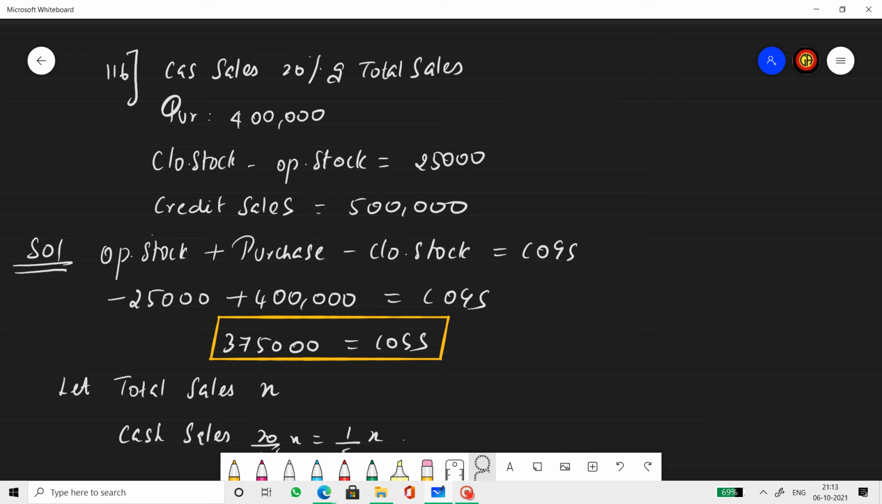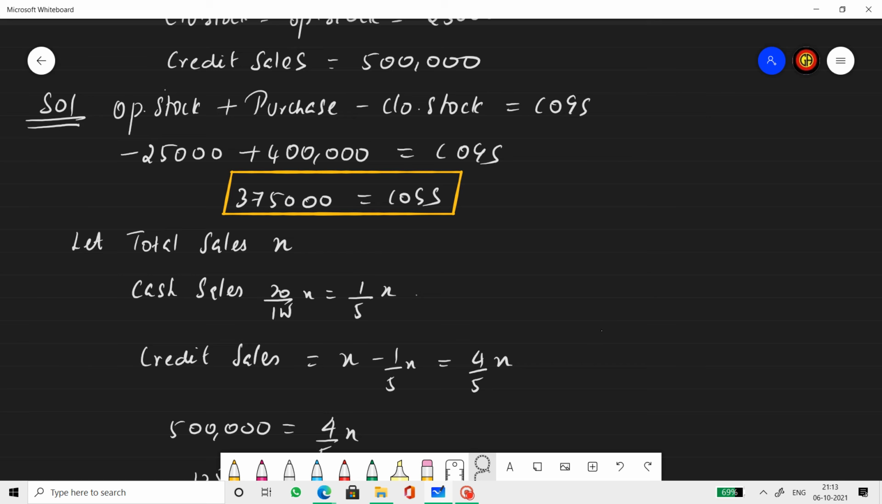So closing minus opening is a positive figure. So opening minus closing will be a negative figure. So minus 25,000. Purchase is already given in the question, so record it. With this, we get cost of goods sold as 3,75,000. But COGS is of no use for us because we need to find the gross profit ratio, wherein we need gross profit and sales.